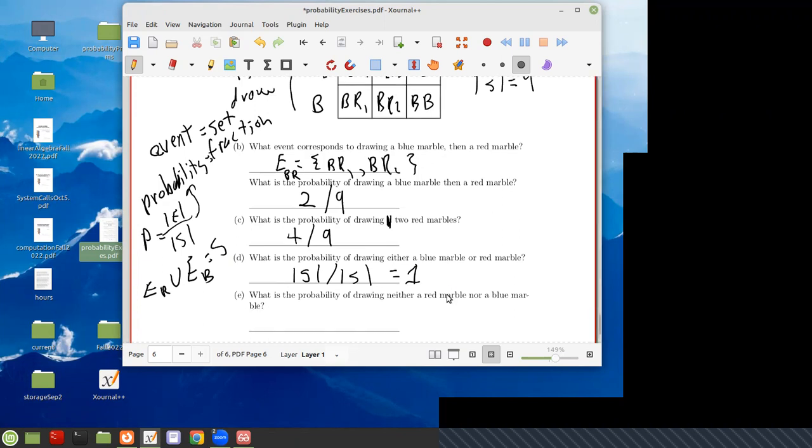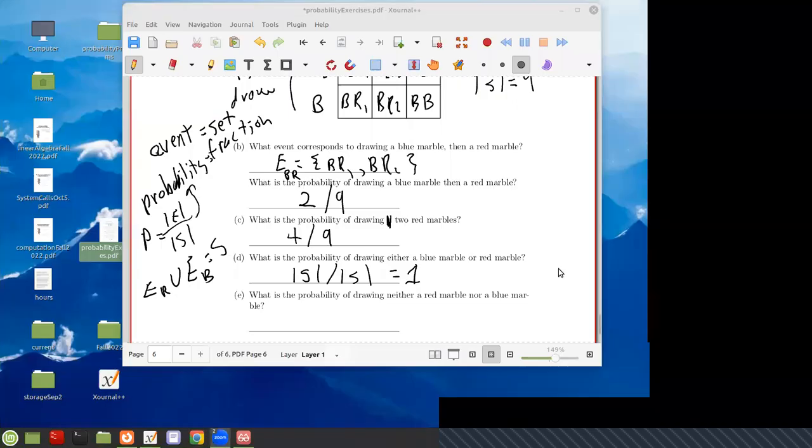Okay, and then what's the probability of getting neither a red marble nor a blue marble? Well, I'll give you a moment. Okay, we're looking for a set where there's neither red nor blue, so our event is equal to the set of all the outcomes up here that don't have a blue marble or a red marble in them. Well, they all do. So this is the empty set. Therefore, the probability is the number of elements of the empty set divided by the number of elements in the sample space, which equals 0/9, which equals 0.